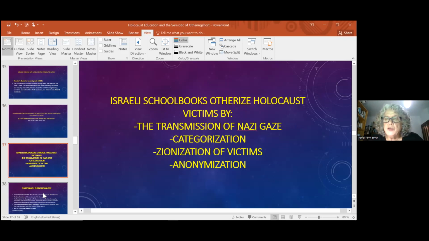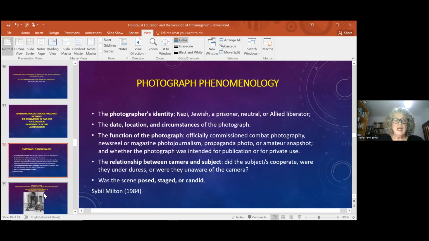The school books otherize Holocaust victims by a few strategies: the transmission of the Nazi gaze, categorization, Zionization of victims, and anonymization. I'll show you the examples. Now, all scholars who study Holocaust photographs agree that you cannot show or display or discuss these photographs without their phenomenology. You must know who took the picture. Was it a Nazi, a Jewish prisoner, an amateur, or so on? The date, location, and circumstances of the photograph, the function of the photograph. Why was it taken? Was it commissioned for the authorities or whatever? The relationship between camera and subject. Were they forced to be photographed or not? And was it posed, staged, or candid?